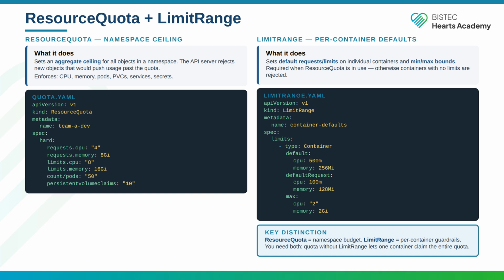The key distinction to remember: resource quota is the namespace budget. Limit range is the per container guardrail. One container cannot claim the entire quota when limits are properly configured.